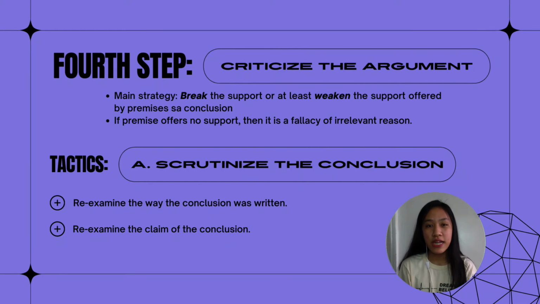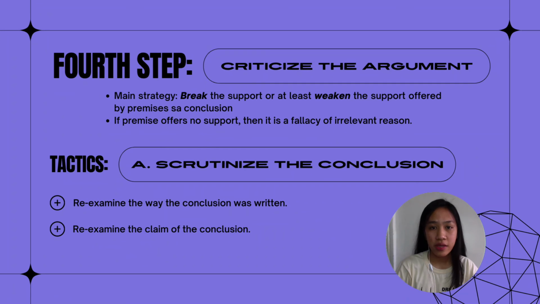Sa sample conclusion natin na most politicians are corrupt, we can conclude na there is no need to revise the statement of the conclusion since hindi naman siya biased, but need na i-refine yung terms na politician and corrupt kasi ambiguous and vague nga sila. Then, we examine the claim of the conclusion. For instance, sa empirical generalization, you can challenge it by demanding the required evidence.